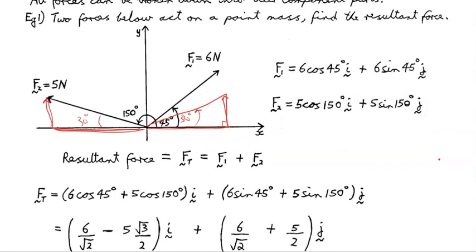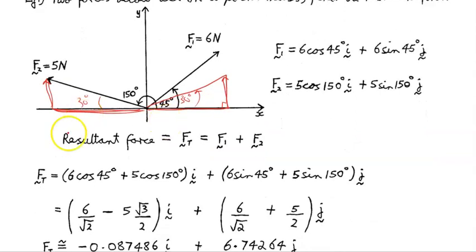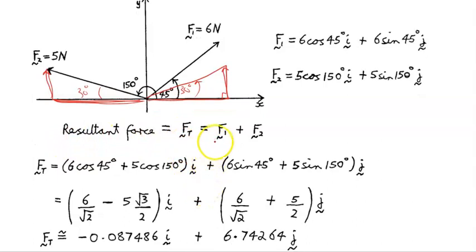So what do we have? The resultant force, that's the total force acting, is F1 plus F2, and it's as simple as combining the coefficients in the i direction and adding the coefficients in the j direction. So we have 6 cos 45 degrees plus 5 cos 150 degrees in the i direction, plus 6 sine 45 degrees plus 5 sine 150 degrees in the j direction. And if you put that through a calculator, you'll get these values here.